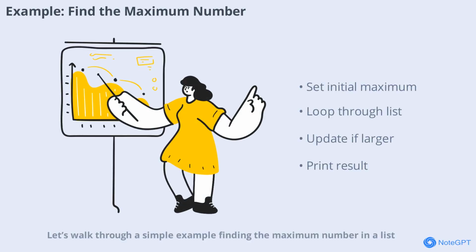Let's walk through a simple example, finding the maximum number in a list. In pseudocode, you'd start by setting a variable to hold the maximum value, then loop through each number in the list. If a number is greater than the current maximum, update the maximum. At the end, print the maximum value. This step-by-step approach makes the logic clear and easy to implement in any programming language.